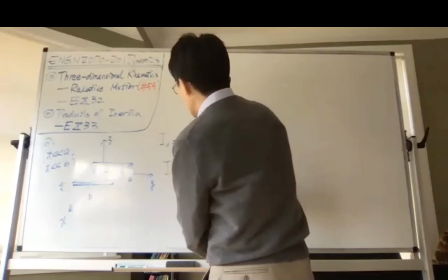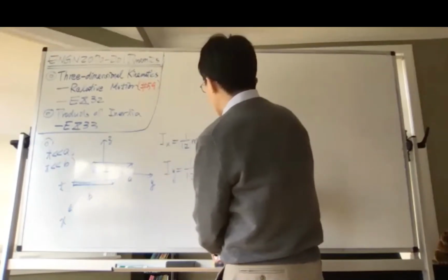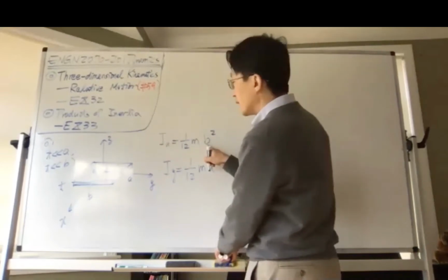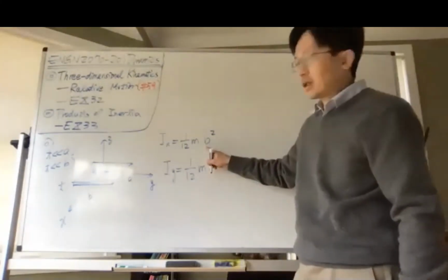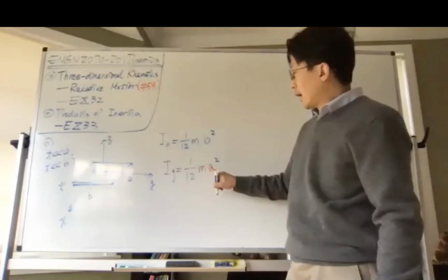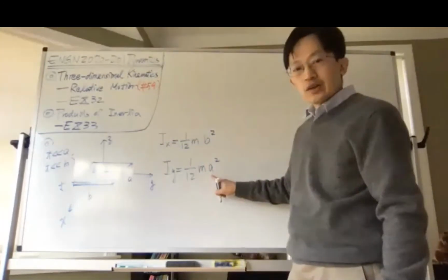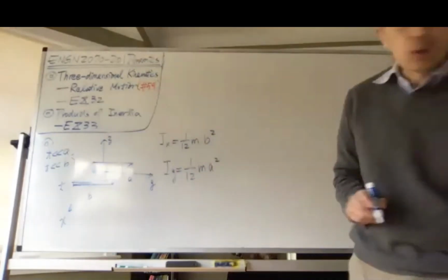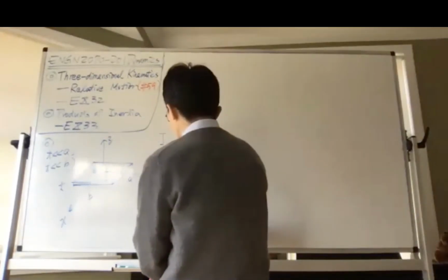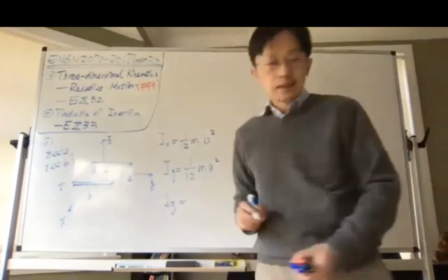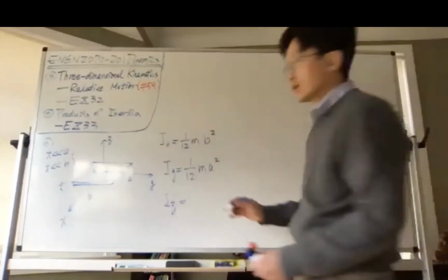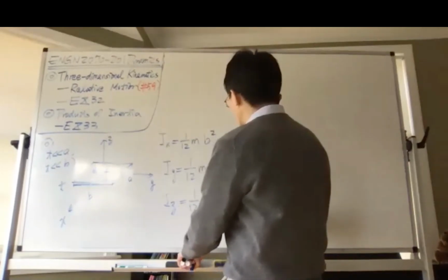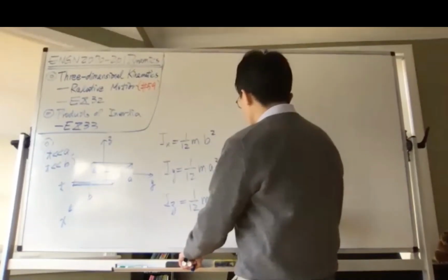For Iy, it's going to be 1/12 of mass times A squared. So B is in the direction perpendicular to X. A is in the direction perpendicular to Y. You can check that. Now what about Z? Iz is 1/12 of M times A squared plus B squared.